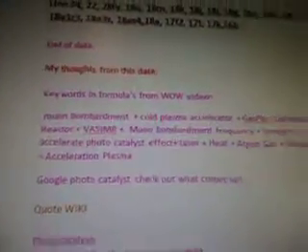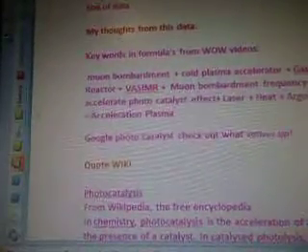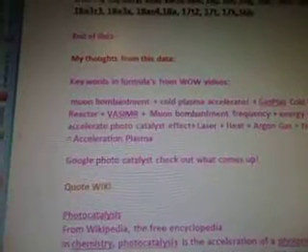Muon bombardment plus cold plasma accelerator plus GasPlas cold plasma reactor plus VASIMR plus muon bombardment frequency plus energy plus accelerate photocatalyst effect plus laser plus heat plus argon gas plus neutrinos equals acceleration plasma. I'm going to Google photocatalyst, check out what comes up. Quote from Wiki. Photocatalysis. In chemistry, photocatalysis is the acceleration of a photoreaction in the presence of a catalyst.